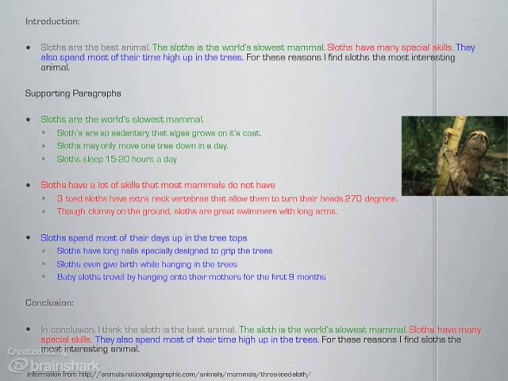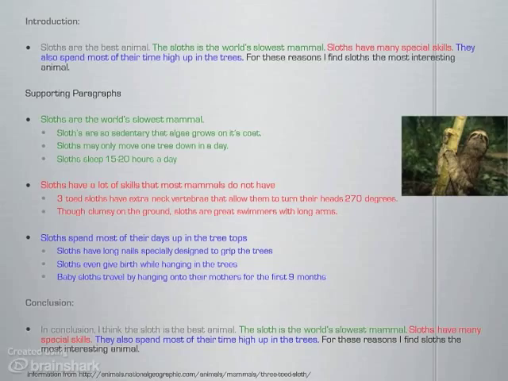So if we were writing a paper about sloths, and to provide some factual information about them, I'm going to write an introduction that sums up all of my main ideas. I have color-coded everything, so you can see that in the introduction, I pretty much start off by explaining in green the first idea that I'm going to talk about in my first supporting paragraph.